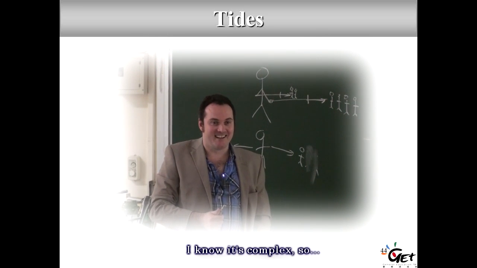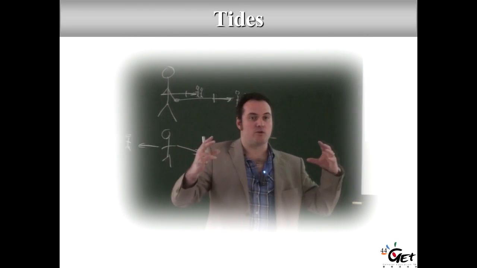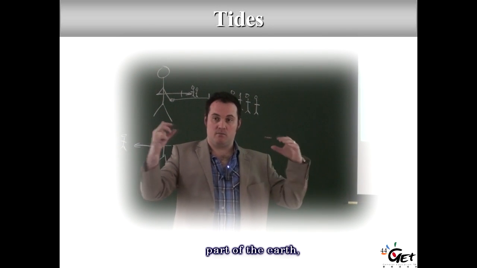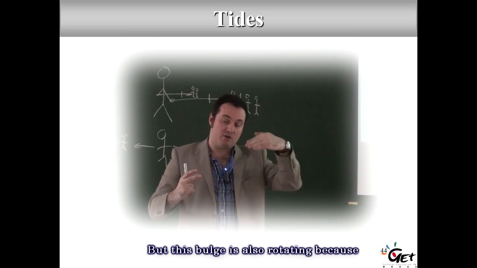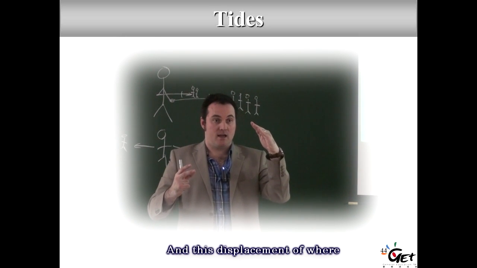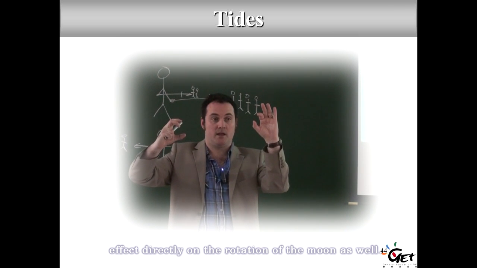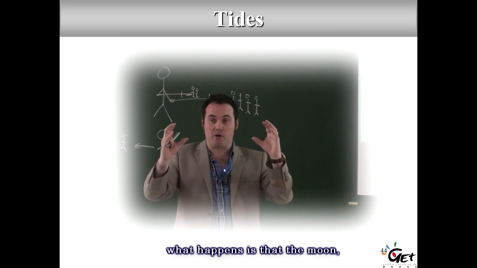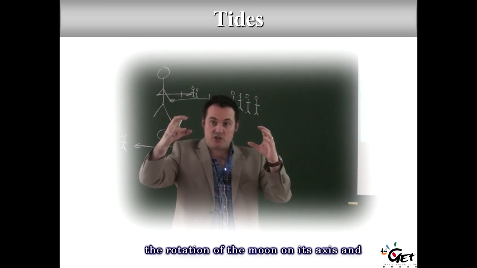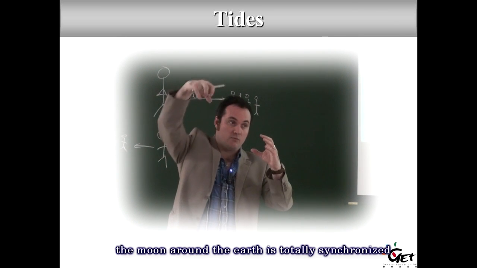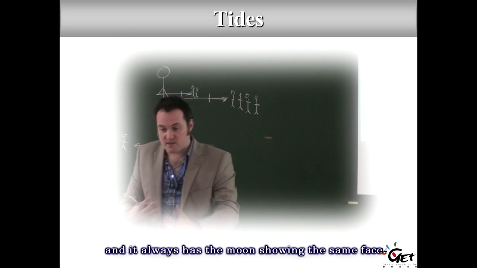Is that clear? I know it's complex, so there are 2 phenomena here. First, the tidal effect: the moon is attracting part of the Earth, so it's deforming the Earth. You have a bulge. But this bulge is also rotating because the Earth is rotating on its axis. And this displacement of where the bulge is has an effect directly on the rotation of the moon as well. If you combine them together, due to the tidal effect, the rotation of the moon on its axis and the moon around the Earth is totally synchronized, and you always have the moon showing the same face.